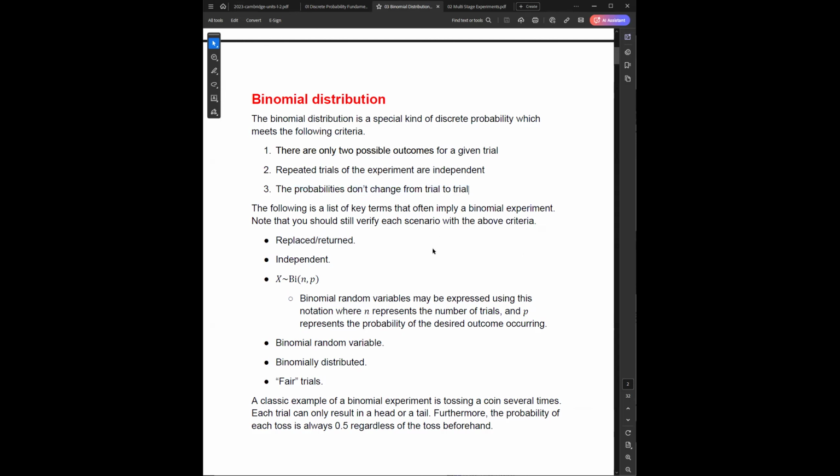trial to trial. So if everything is replaced every time, like you pick out the ball, you put it back, then you just left it as is, as if you've done one additional trial. Doesn't matter what happened on the previous trial. Using words like independent, it might use the notation. That's a dead giveaway. It tells you it. These are also dead giveaways. And this idea of fair trials, fair just meaning 50-50, right?